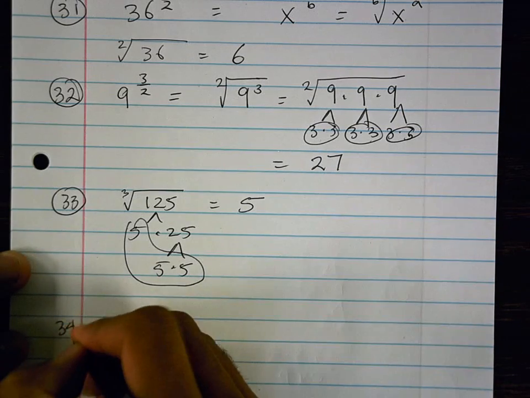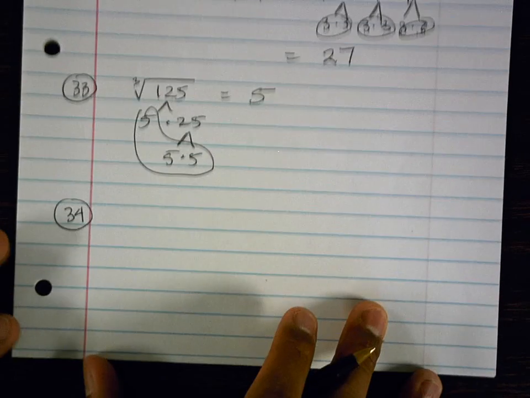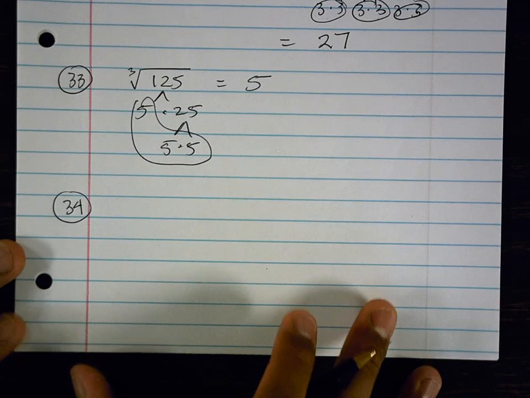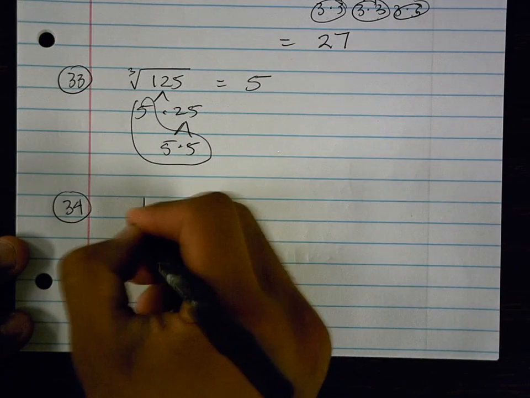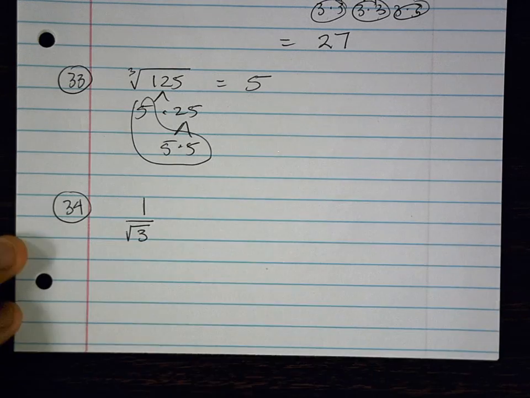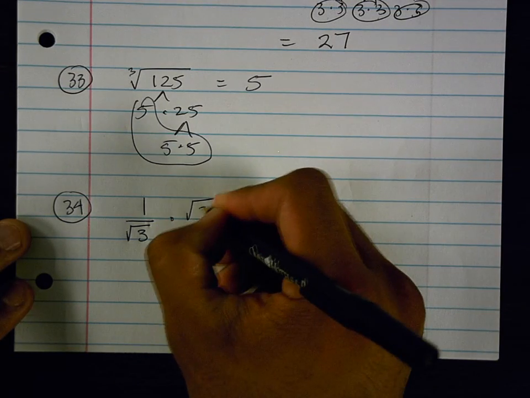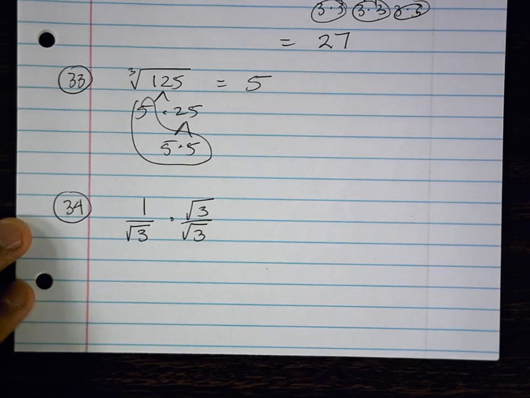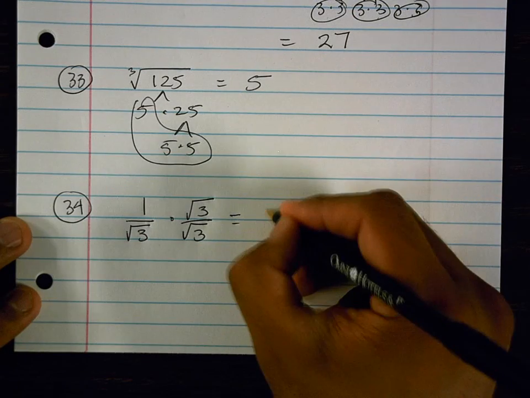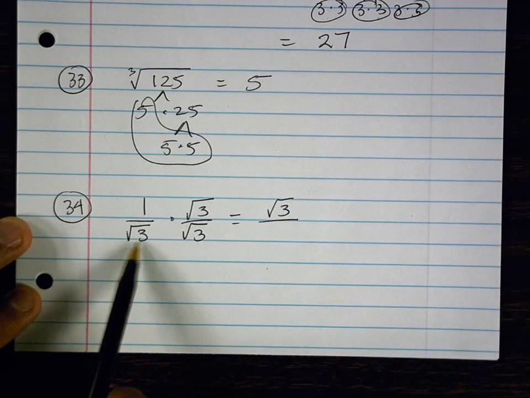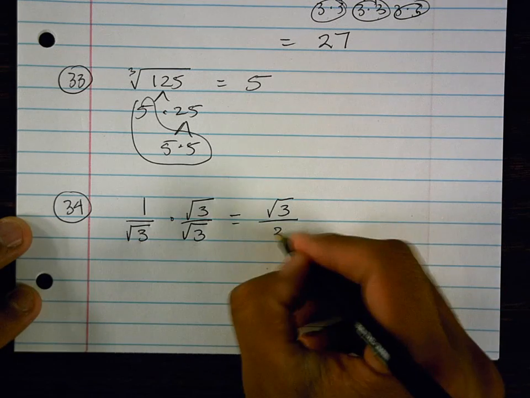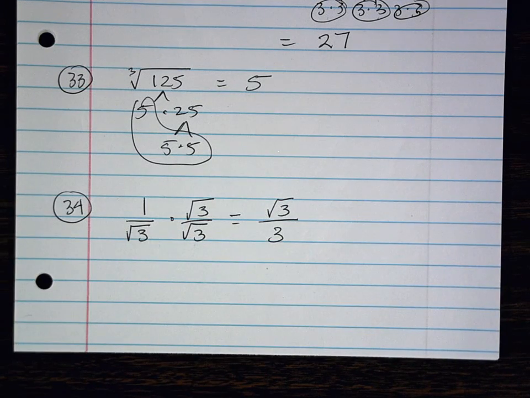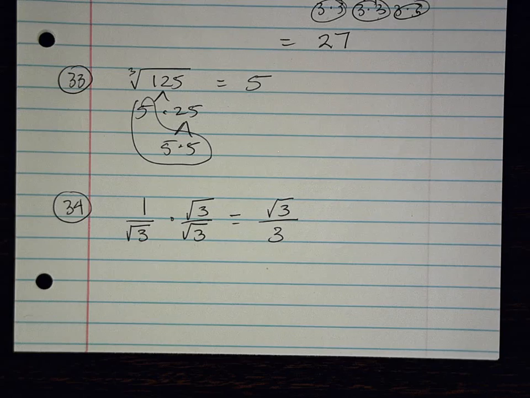34. We're looking at 1 over the square root of 3. Here you have to rationalize the denominator. So I'm going to multiply by the radical in the bottom, the top and bottom. And this equals the square root of 3 over 3. And remember, radical times the exact same radical is just a number underneath.